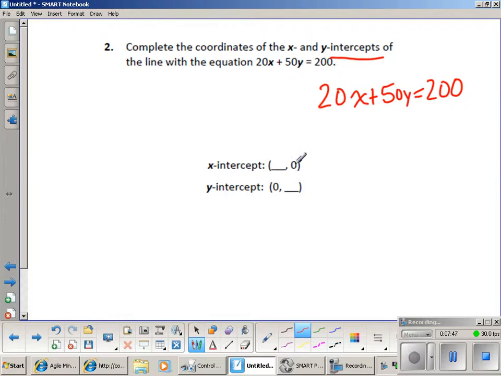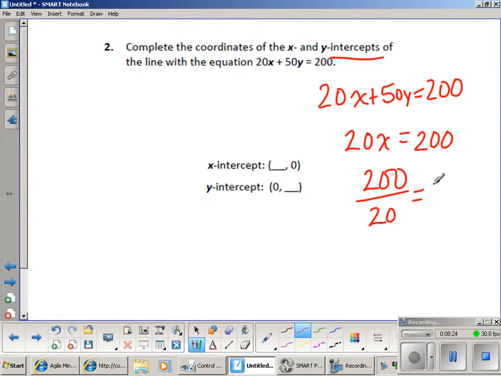If you remember this strategy, I think of putting in 0 for y. That's what happens when I multiply 50 by 0. Well, 50 times 0 is 0. It's like I can ignore this term right now. So now I'm left with 20 times what equals 200. So 20x equals 200. I can undo that by thinking 200 divided by 20, and you guessed it, 10. So in the x-intercept, the value of x is 10.